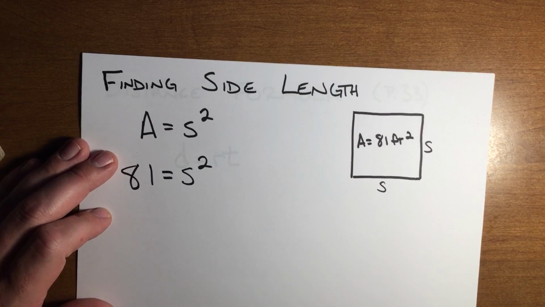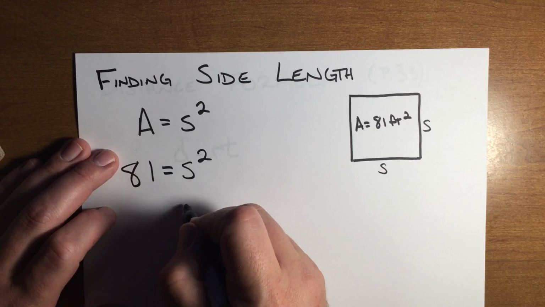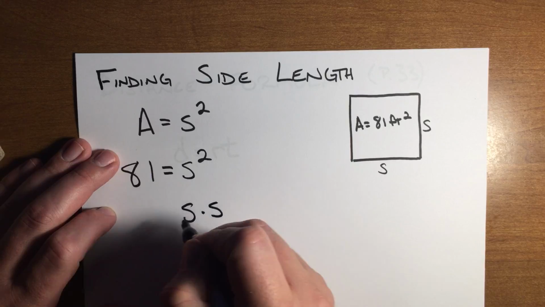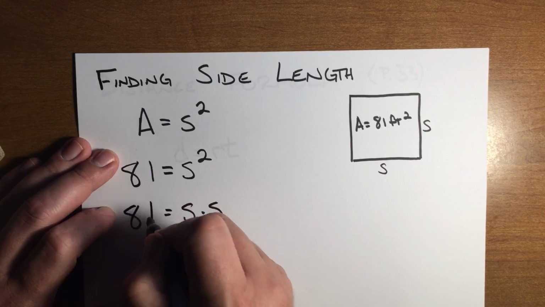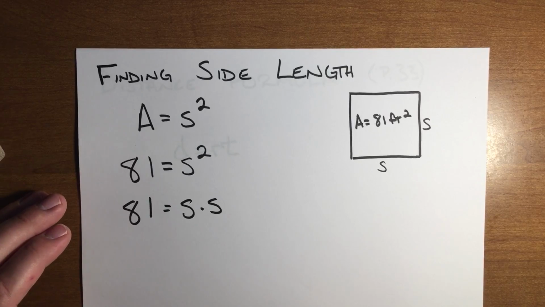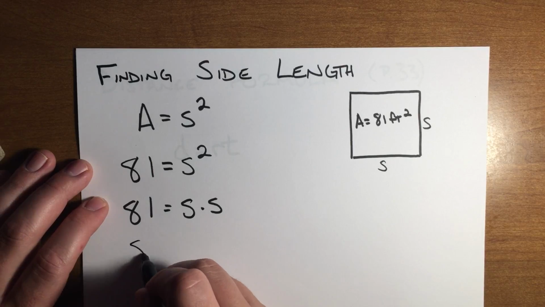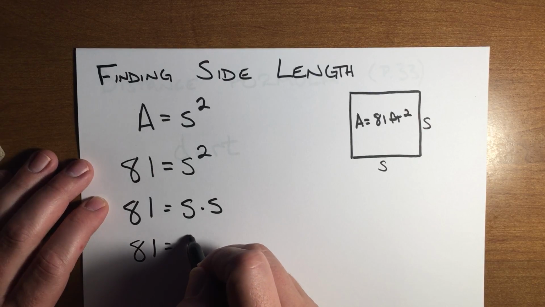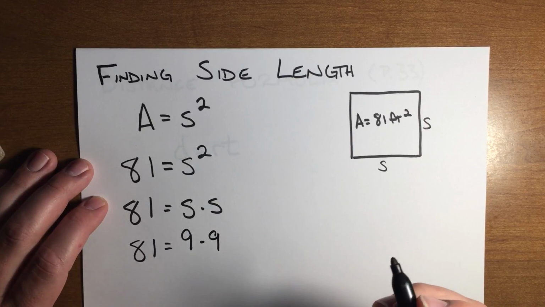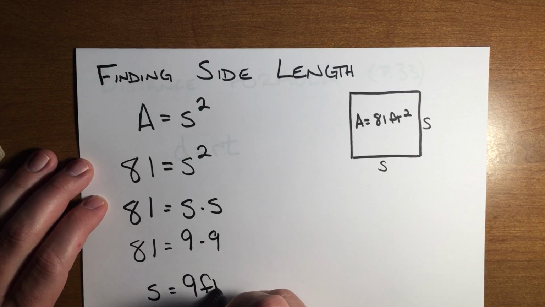And now for this problem, I'm going to use mental math. And I know that S squared is really the same thing as saying S times S. So I'm asking myself, is there a number that I know that when I multiply by itself is equal to 81? So what times itself is equal to 81? And that is another common flashcard problem, if you will, and I can figure out using mental math that 9 times 9 is equal to 81. So my side length is equal to 9 feet.